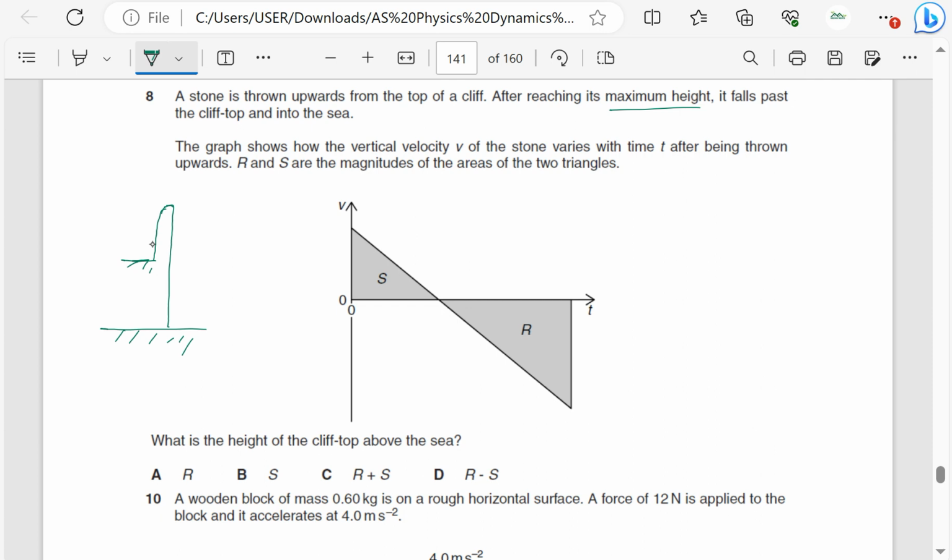So for the first part, when it is going upwards, it is S. Because here it is at maximum height when v is 0. This is maximum height. Then when it is falling down, the speed is increasing in the opposite direction. So this side is R. Here it is S. This side is R. So what is the height of the cliff top above the sea? So we want this height here. So by common sense, the height h is going to be R minus S. So the answer is D.